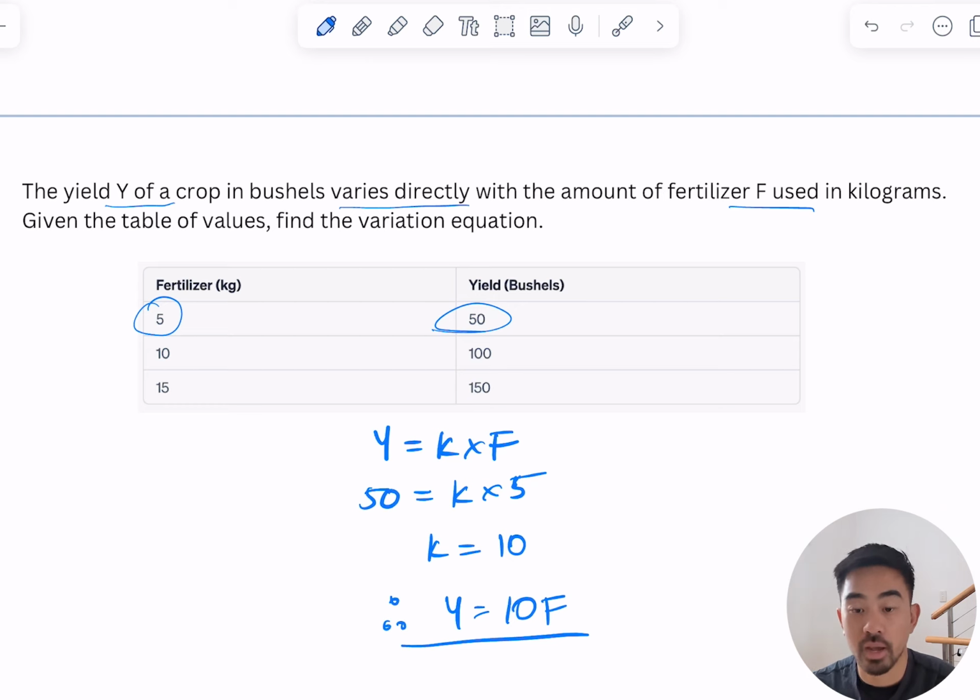All right, so I hope that helped you find the variation equation. Remember, the process is almost always the same, so keep it simple.